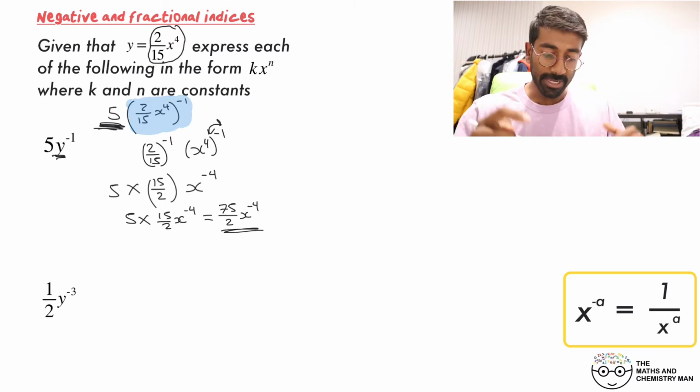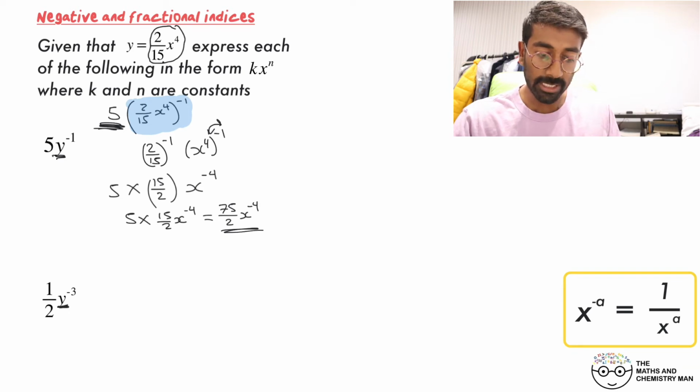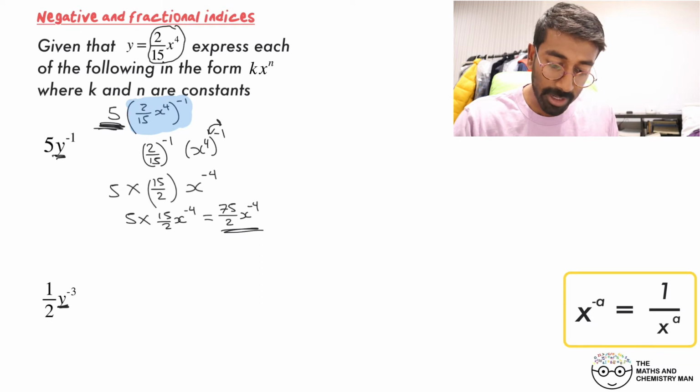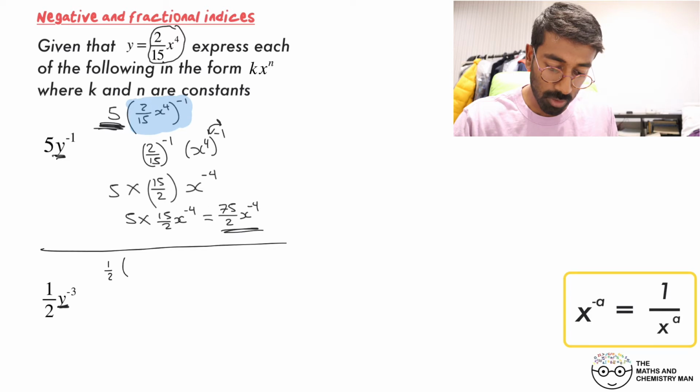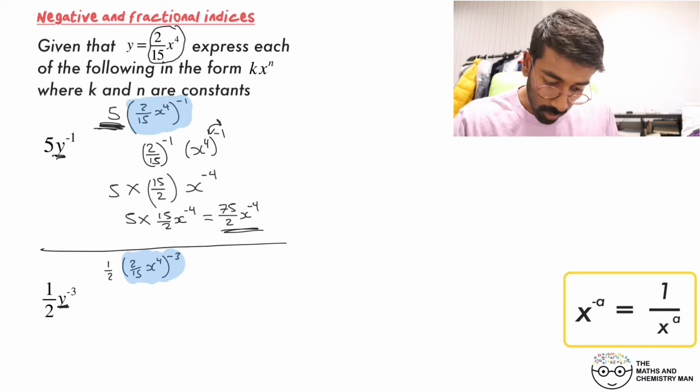Now, with the next part again, let's go ahead and substitute the 2/15 x to the 4 in place of the y. So let me just create a bit of space here. We've got a half, then let's sub this in. So 2/15 x to the 4, and this time it's to the power of minus 3. So let's go ahead and highlight this part in brackets again in blue, and we're going to work with that power of minus 3. So split it up.